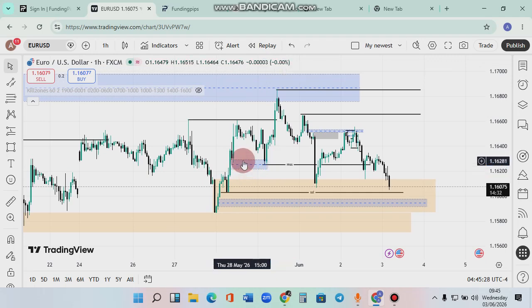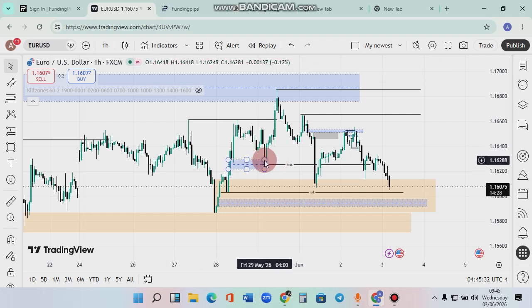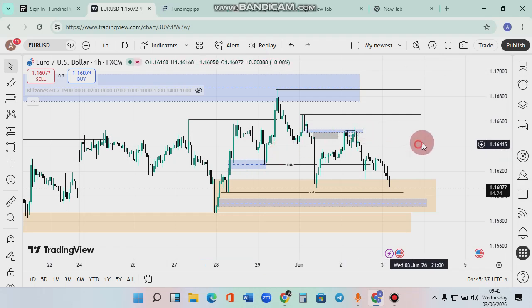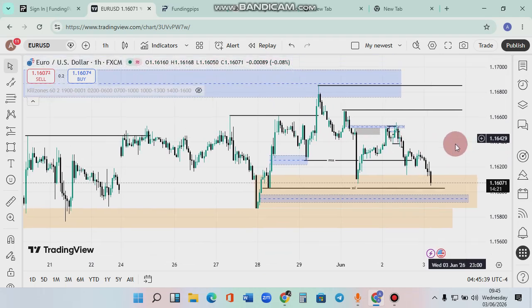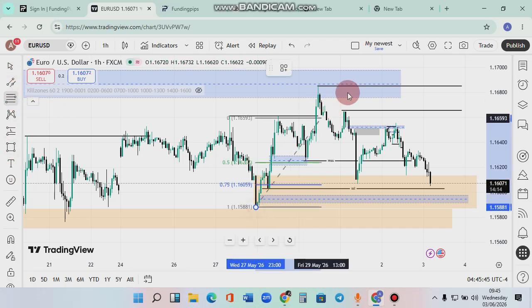Now I want to explain to you that price is fractal. Whatever you see happens in the higher time frame happens in the smaller time frame. Whatever happens in the smaller time frame is what is replicated in the higher time frame. The same thing. See, fair value gap. Let me now pick my Fibonacci tool. I want to show you something very important.